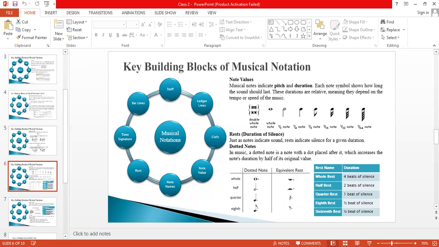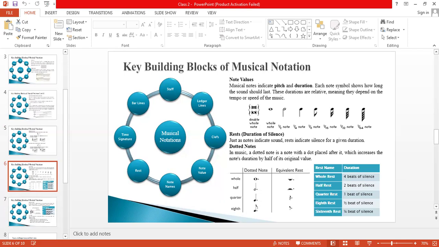We have the double whole note, the whole note, the half notes, the quarter notes, and so on like that. We have it listed. The rest, just as notes indicate sound, a rest indicates silence for a given duration.